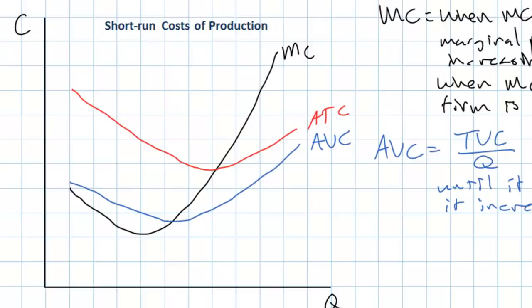However, beyond the point where marginal cost intersects average, average begins to rise. We can see that on our graph here. So average variable cost increases when marginal cost is greater than average variable cost. So that brings us to the average total cost curve. What is average total cost?